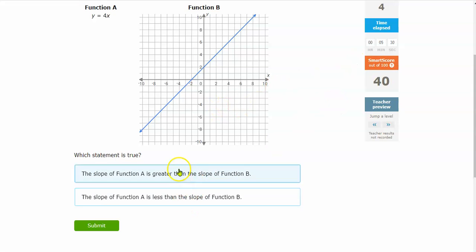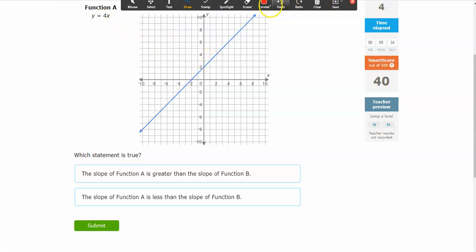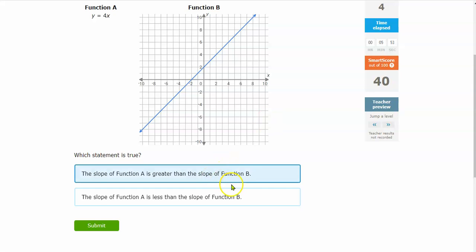So I'm just going to take a quick look here. The slope is 4. This one, the slope is from here to here to here. Oh, these are all perfect corner points. That's up 1 over 1, up 1 over 1, up 1 over 1, up 1 over 1. That's 1. That's 4. 4 is definitely greater than 1. The slope of function A is greater than the slope of function B.